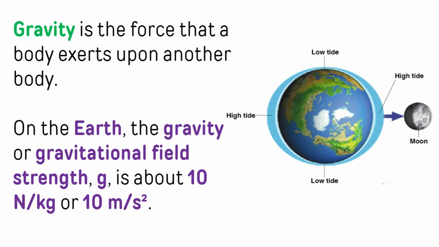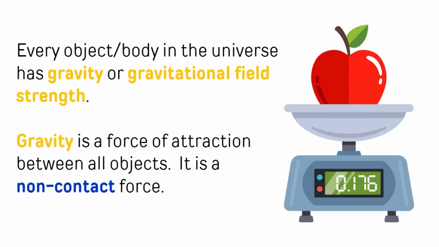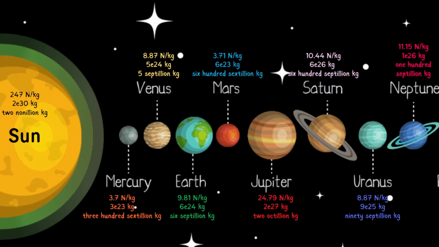Gravity is the force that a body exerts upon another body. On the Earth, the gravity or gravitational field strength, g, is about 10 newtons per kilogram or 10 meters per second squared. Every object or body in the universe has gravity or gravitational field strength. Gravity is a force of attraction between all objects. It is a non-contact force. Gravity increases when mass increases.